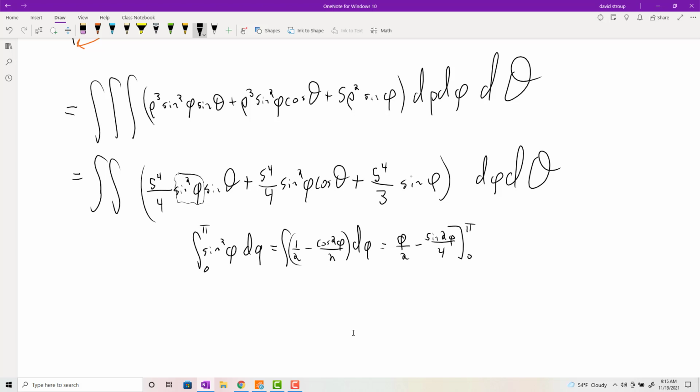0 to pi. So plugging in pi, it'll be pi over 2 minus 0. And then plugging in 0, it'll just be 0 minus 0. So it's just pi over 2 for those first 2 terms in the double integral. Okay.